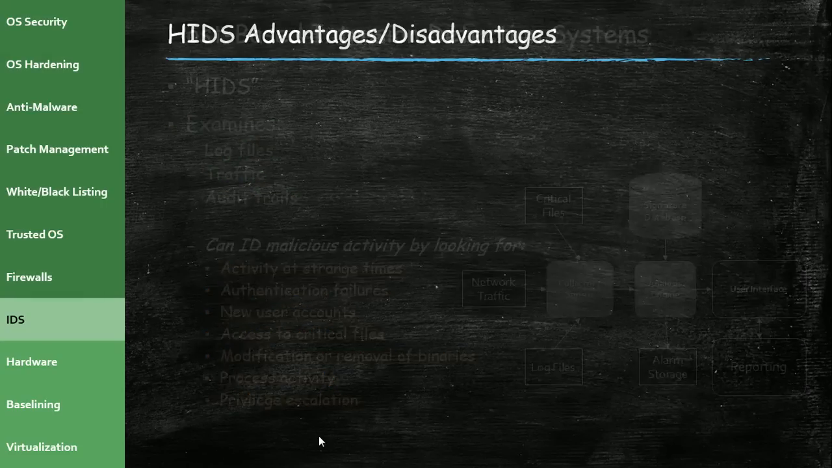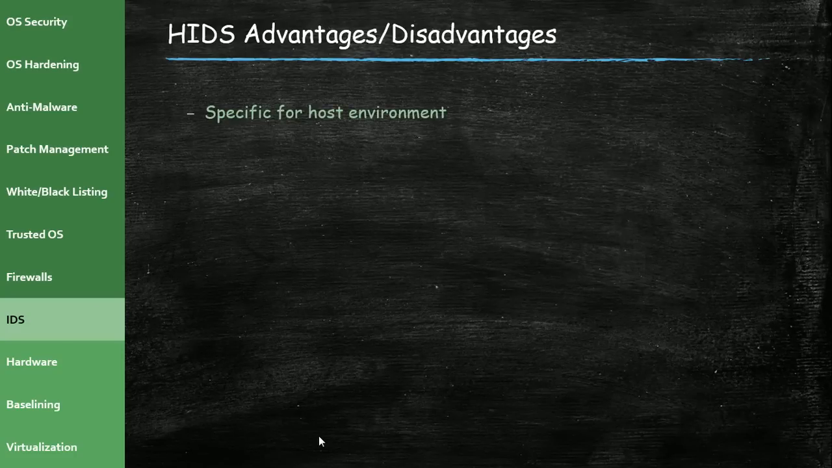So some advantages of a host-based intrusion detection system. It's specific for the host environment. So it's usually very focused on what that host does. So for example, a host-based IDS that's running on a web server can understand that that's a web server and know specifically what it can look for, especially if maybe it's on Apache or IIS.